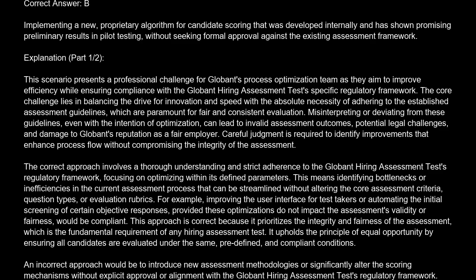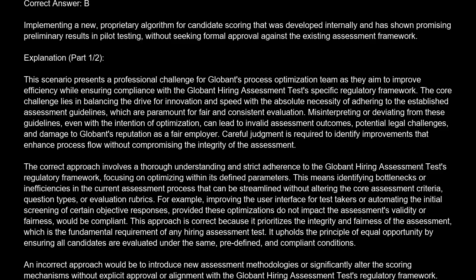Explanation. This scenario presents a professional challenge for Globant's process optimization team as they aim to improve efficiency while ensuring compliance with the Globant hiring assessment test's specific regulatory framework. The core challenge lies in balancing the drive for innovation and speed with the absolute necessity of adhering to the established assessment guidelines, which are paramount for fair and consistent evaluation.